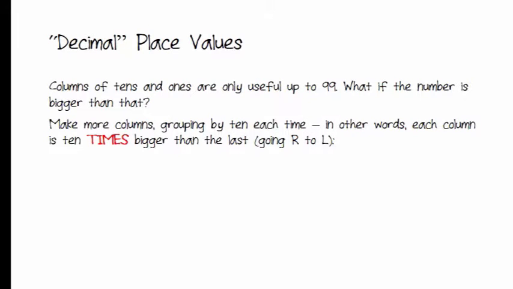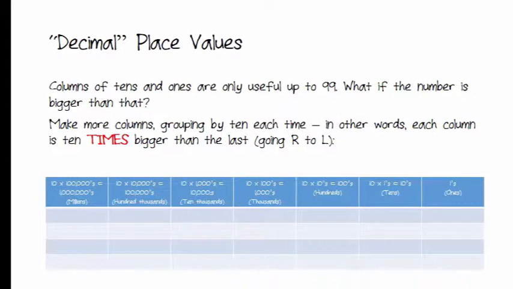And what we do, we make more columns grouping by 10 each time. And so just as the tens column was formed by multiplying 10 times the ones column, the next one is going to be 10 times the tens column, which is hundreds, 10 times the hundreds column, until we get a complete table of column values.